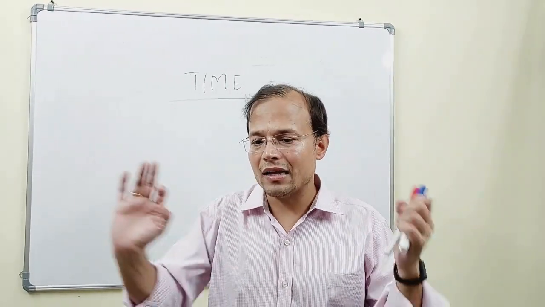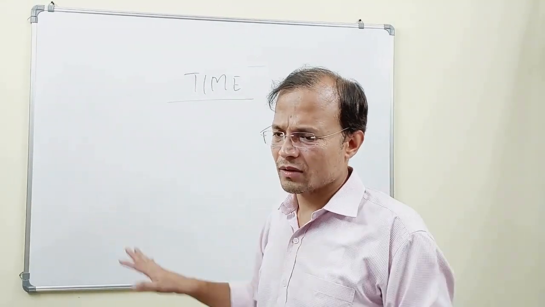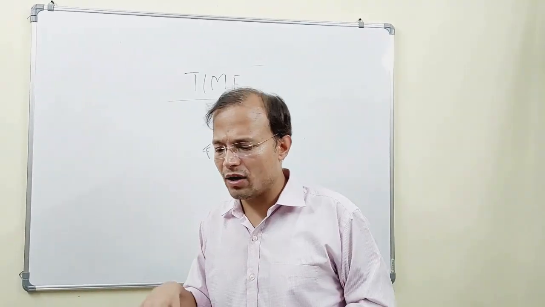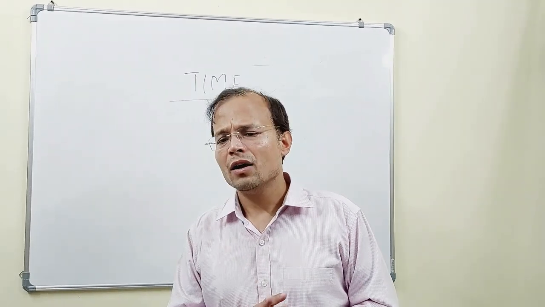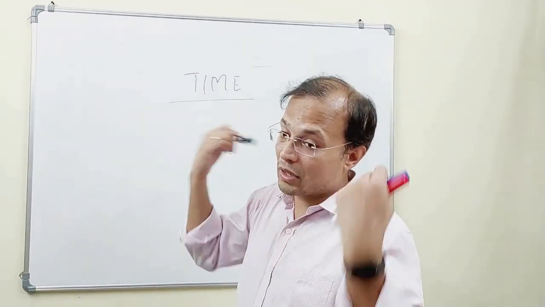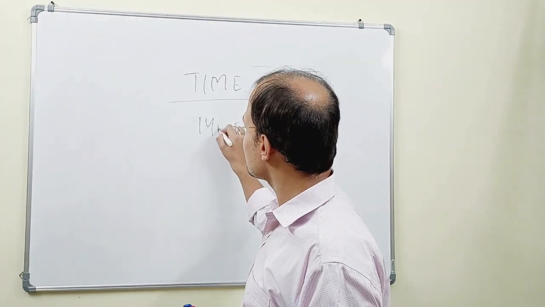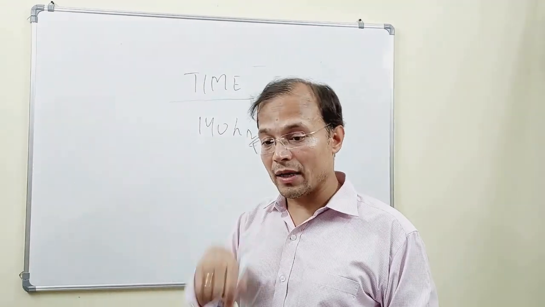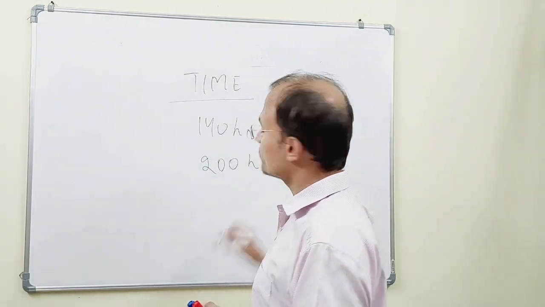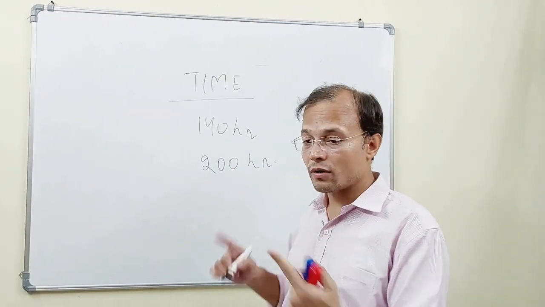But having said that, CIOT has prescribed a certain amount of time. This is not my opinion, but if you look in the prospectus, they say that 140 hours are required for the preparation of paper number one, PIT, and for every thematic module, that is paper number two and paper number three, they say around 200 hours. 140 hours for paper number 1 and 200 hours for paper number 2.